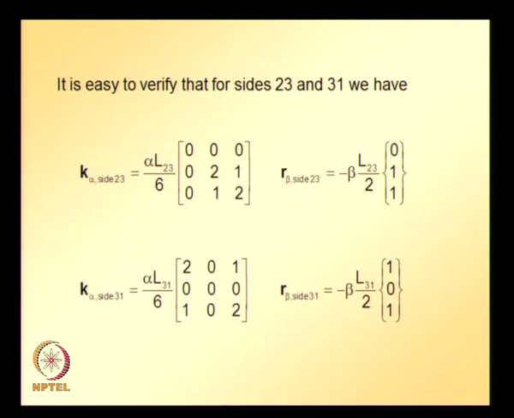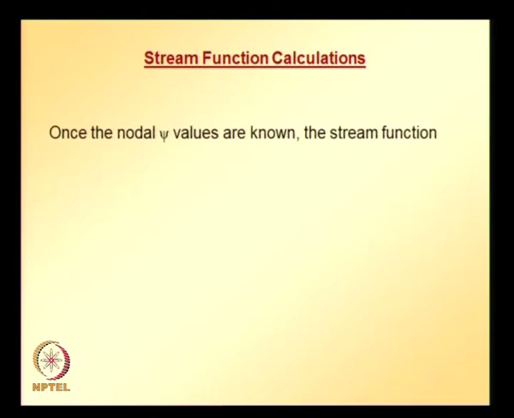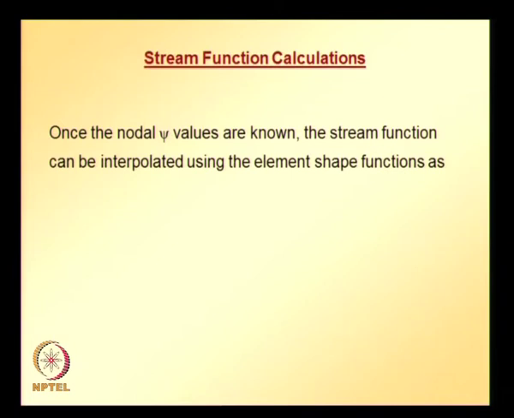Once we obtain stream function values we can find partial derivatives of the stream function with respect to x and with respect to y, which are related to velocity components or fluid velocities along x and y directions. So for stream function calculations, once the nodal values psi are known, stream function can be interpolated using element shape functions like this.